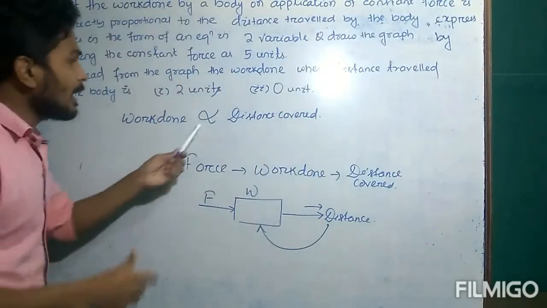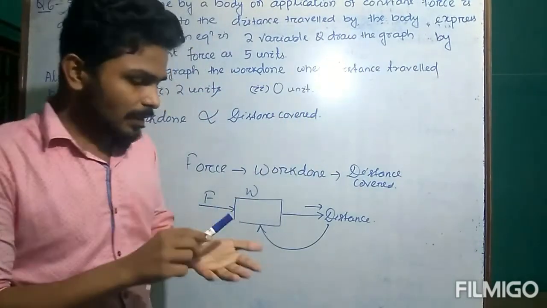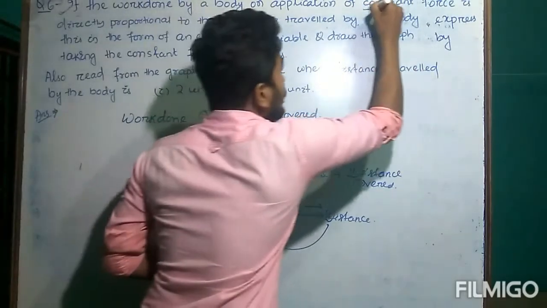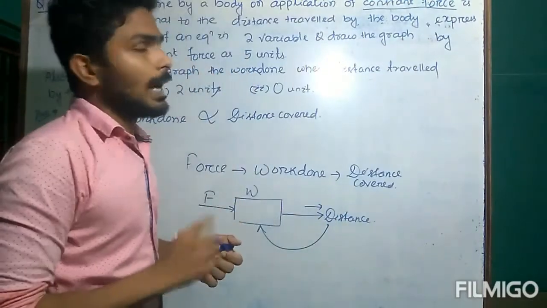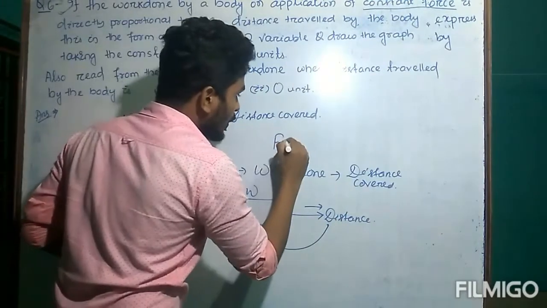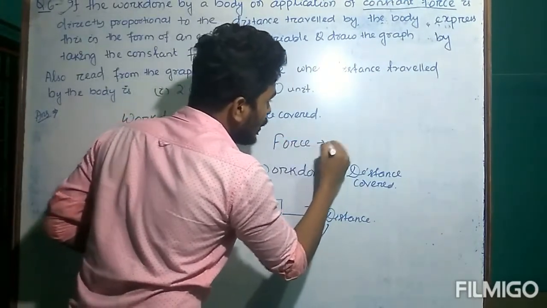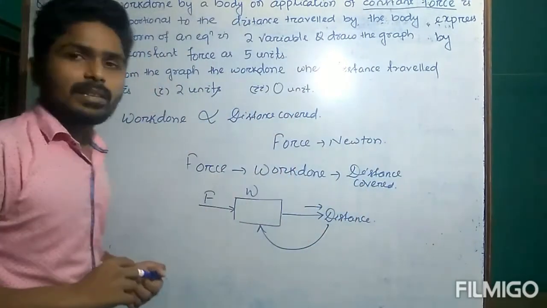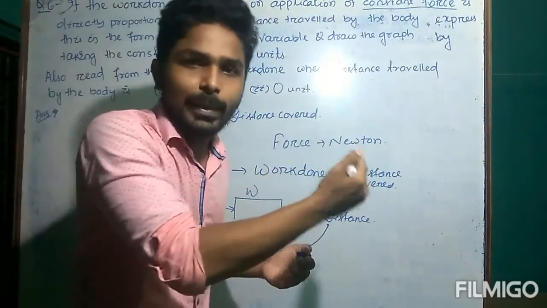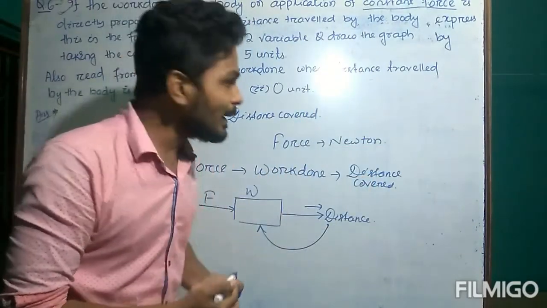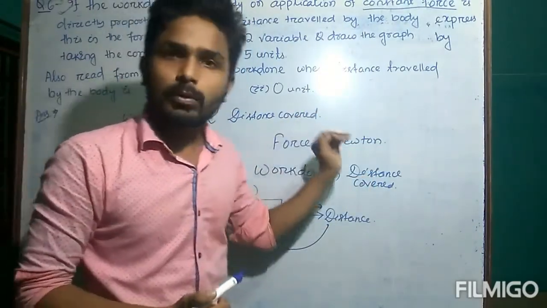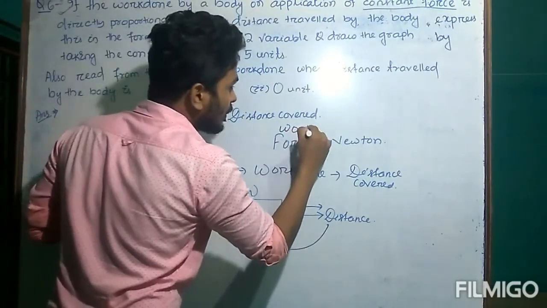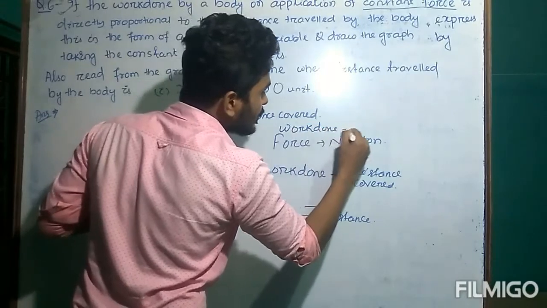What is the meaning of this directly proportional? It means you have to apply a constant force, and remember this: the unit of force is Newton. What is Newton? As the unit of distance is kilometer, meter, centimeter, similarly the unit of force is Newton, and the unit of work done is joule.